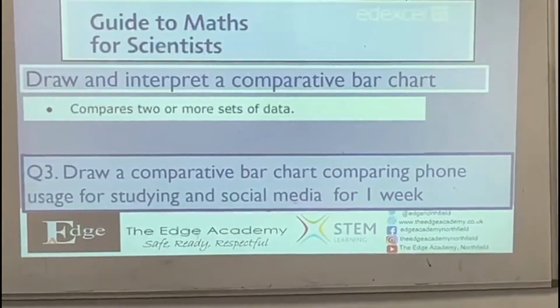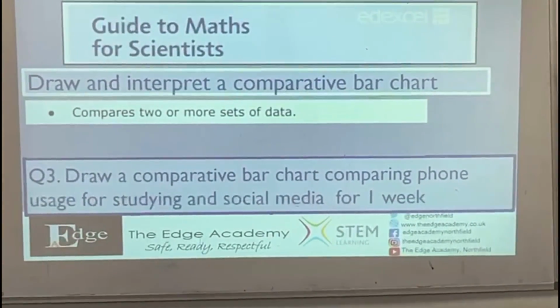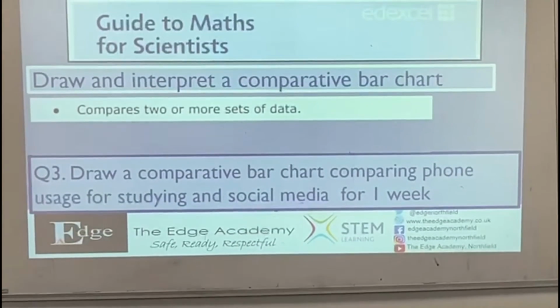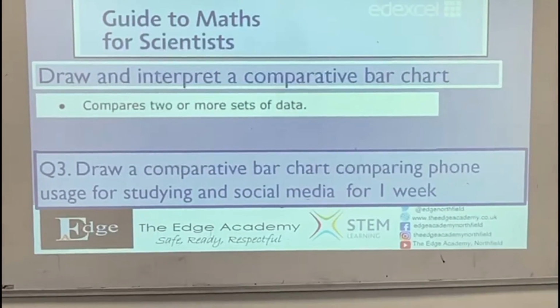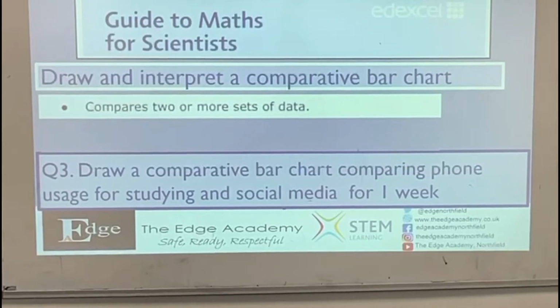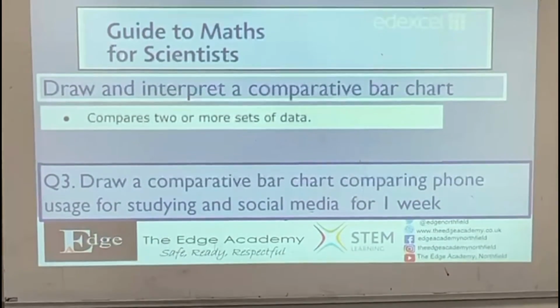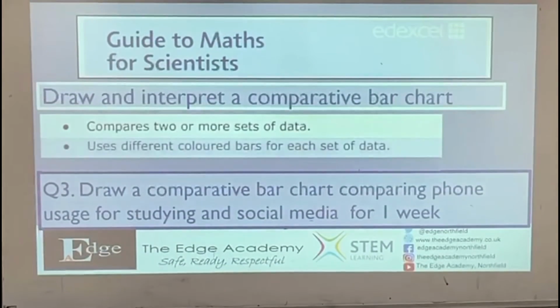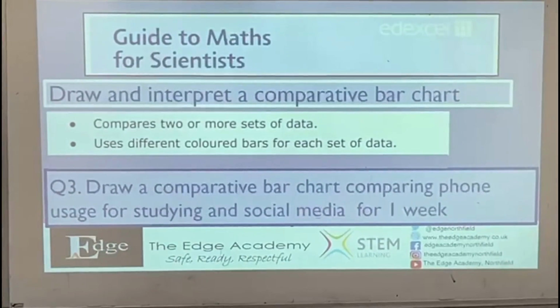Alright, having a go at the second learning objective, we need to draw and interpret a comparative bar chart. So we need to understand what a comparative bar chart is. It compares 2 or more sets of data, and it uses different colours for each set of data.